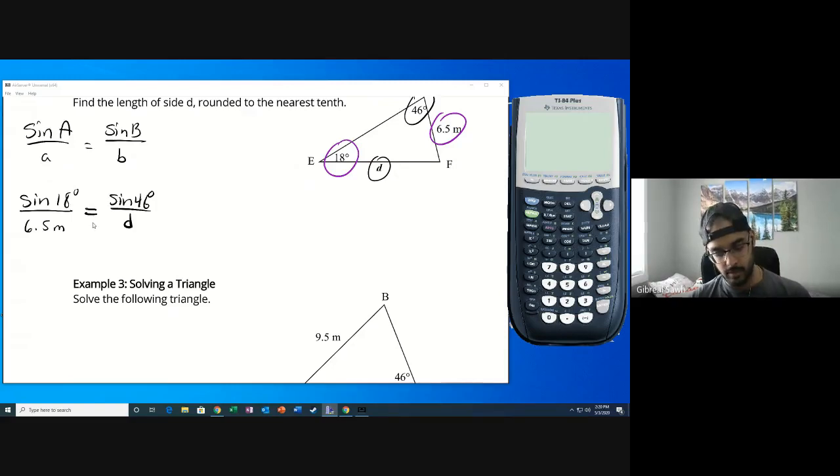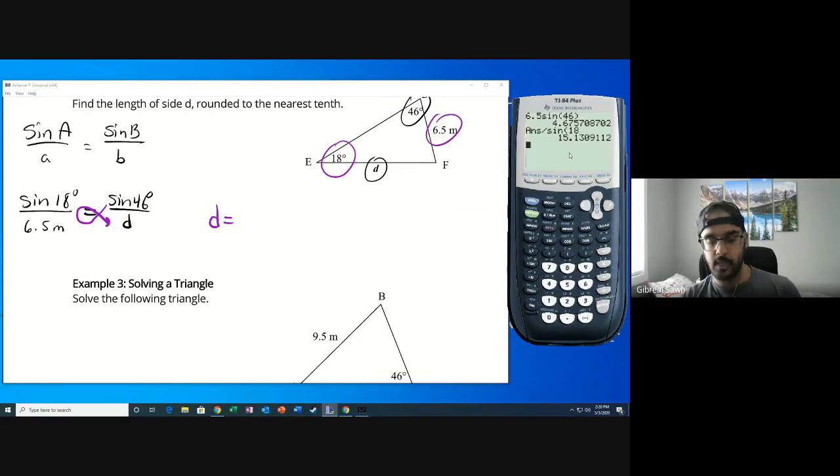Since this is a proportionate ratio, I've got two fractions equal to each other. You can use a cross multiply and division trick. So take the two quantities that are diagonal from each other that you actually have values for. I know this is 6.5 meters. I can figure out what the sine of 46 degrees is on my calculator. So I'm going to multiply those two quantities together. So 6.5, multiply it with sine 46, making sure you're in degree mode. Press enter. Once you take care of the cross product, divide by the remaining quantity. So I'm going to divide this by the sine of 18 degrees, and that will take me right to my measurement for that unknown side. So this means that D is going to be equal to, to the nearest tenth, 15.1, and that's meters.